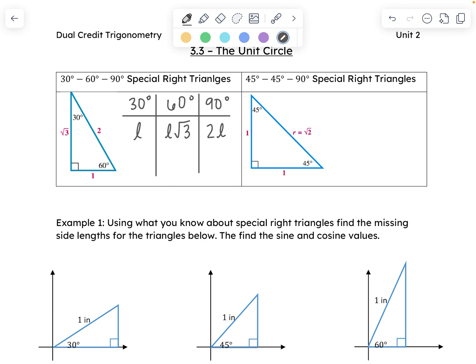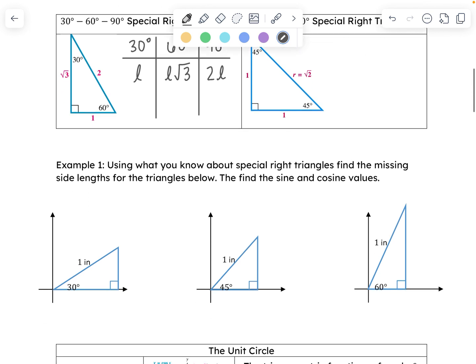Now let's say I were to take a 30, 60, 90 triangle and put it inside my unit circle. My hypotenuse would make a radius of the circle, and so that's what I have right here. I've got a 30, 60, 90 triangle where my hypotenuse is a radius, and remember the unit circle has a radius of 1 unit, let's say 1 inch for this. It's just one unit, so it could be inches, meters, centimeters, kilometers, miles, whatever.